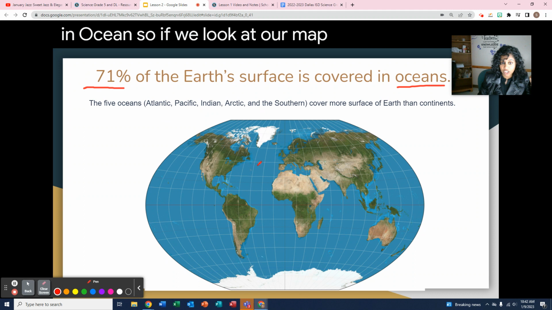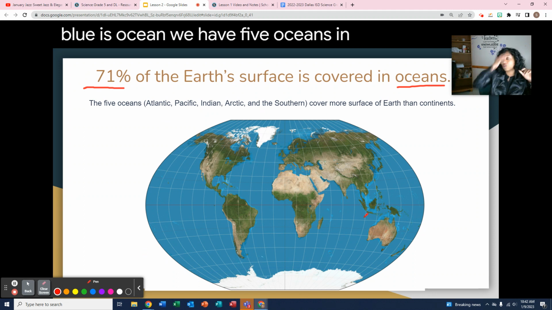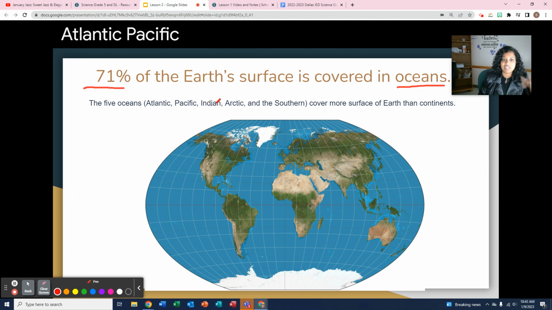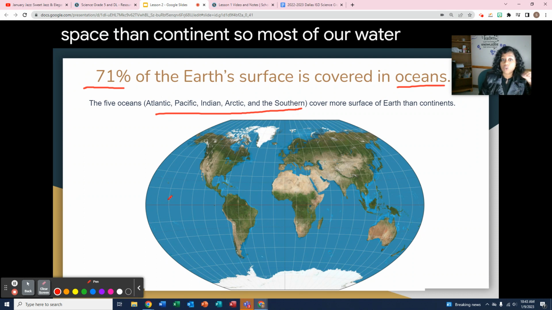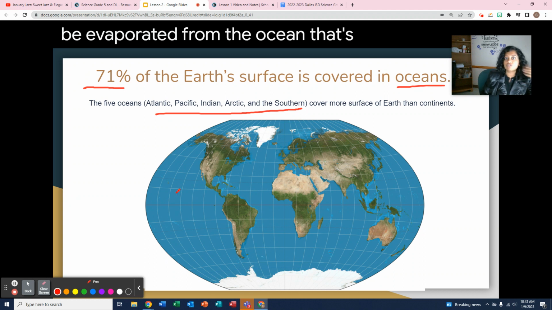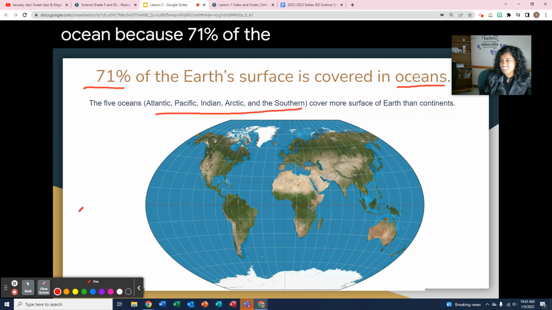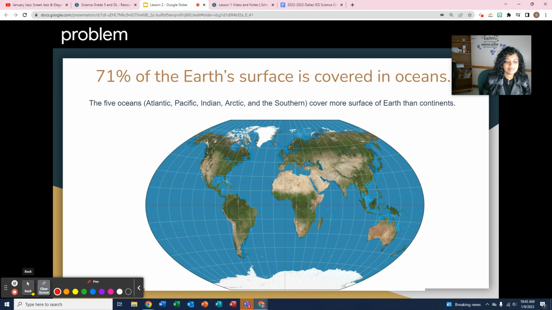So if we look at our map right here, all of this blue is ocean. We have 5 oceans in the world: Atlantic, Pacific, Indian, Arctic, and Southern, and it covers most of the surface of Earth. It covers more space than continents. So most of our water is going to be evaporated from the ocean. That's where most of the evaporation happens, is from the ocean, because 71% of the Earth is covered in ocean. So that is where most of our water is evaporating from.